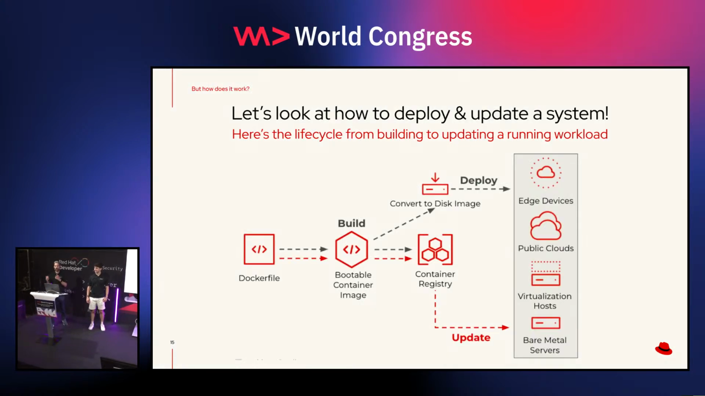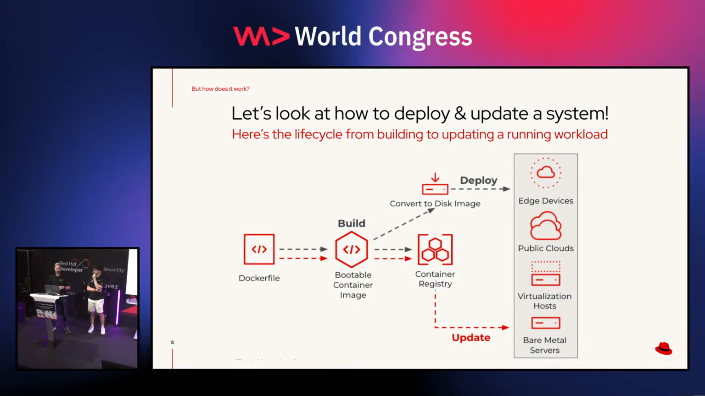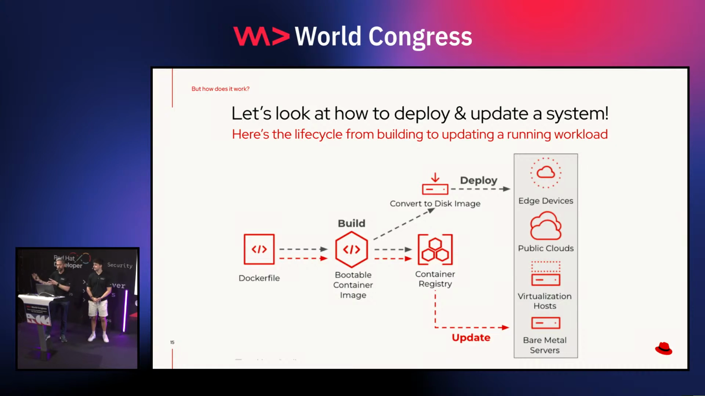So let's take a look at how to actually deploy and update systems using this concept. So you start with a Docker file or a container file, whatever you want to call it. So you define just the same way as application containers, right? So you do FROM something, and then add some files, you copy them, and then from that you build a container image. We're familiar with that. And then we convert that to a disk image that we can then deploy to edge devices, public cloud, virtualization host, bare metal servers, right? So we can use that same concept, the same image, to be deployed to these different environments.